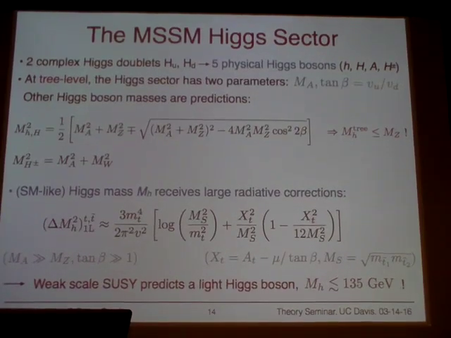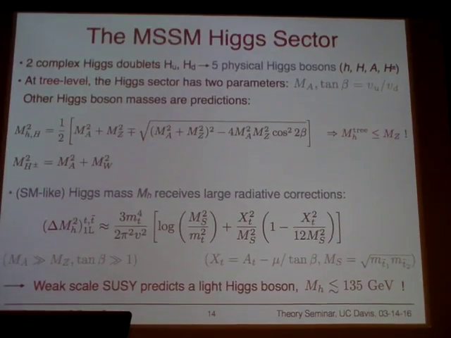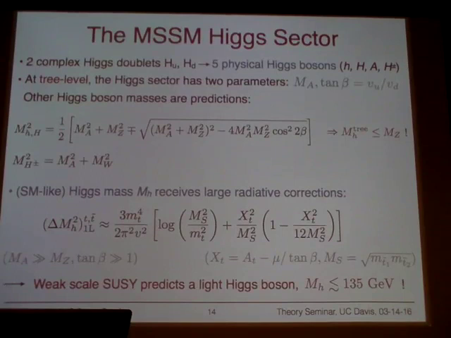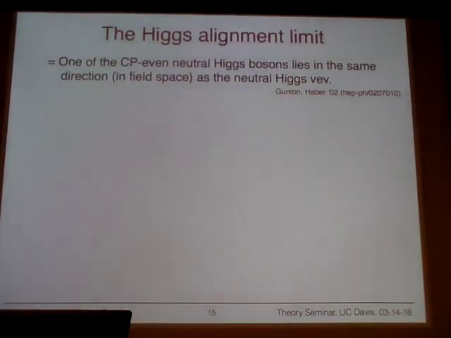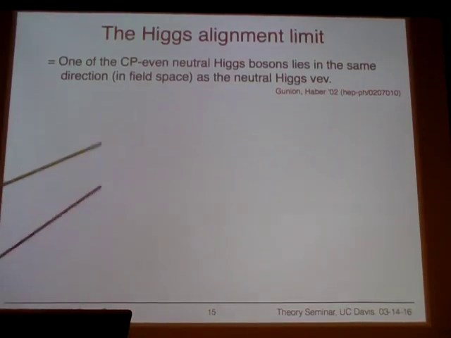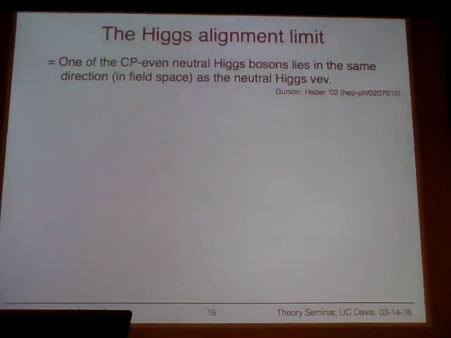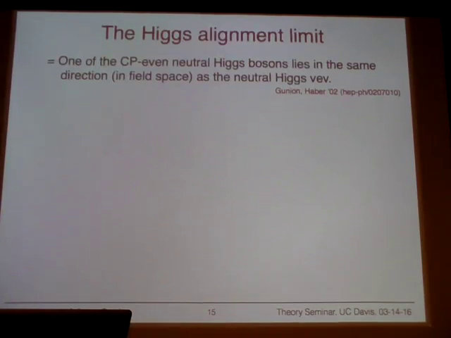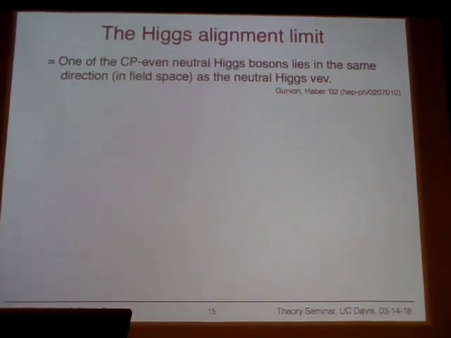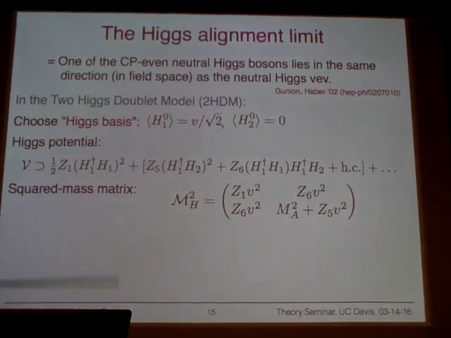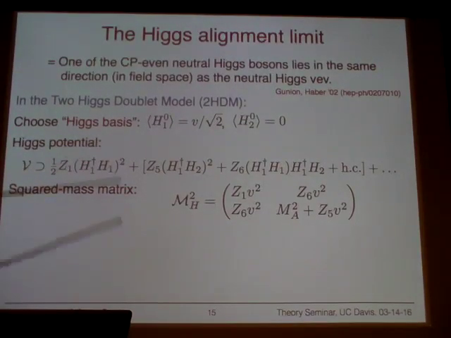Okay, so now we can explain how to get the right mass, but how do we get the standard model-like behavior of this Higgs boson? This is called the alignment limit, which is just when one of the Higgs bosons becomes standard model-like because it is lying in the same direction in field space as the neutral Higgs vev. This can most easily be seen in the two Higgs doublet model, where you choose the Higgs basis. This is just quantified by only one Higgs field acquiring a VEV, and the other one has no VEV.